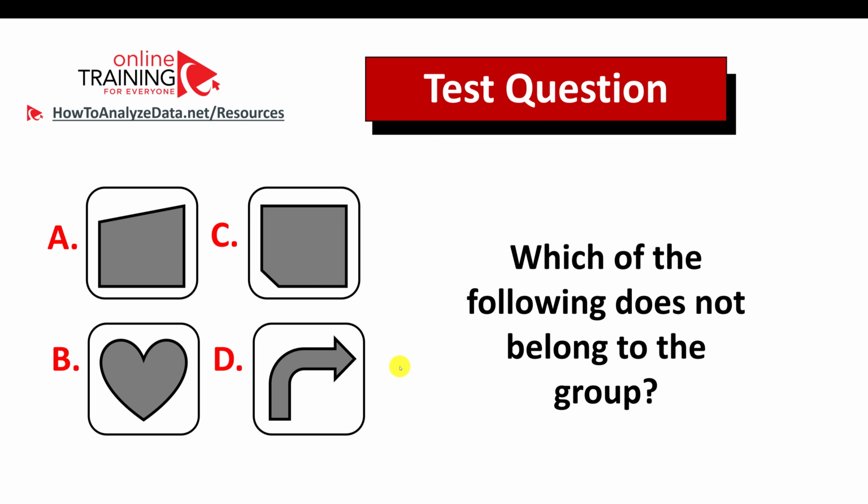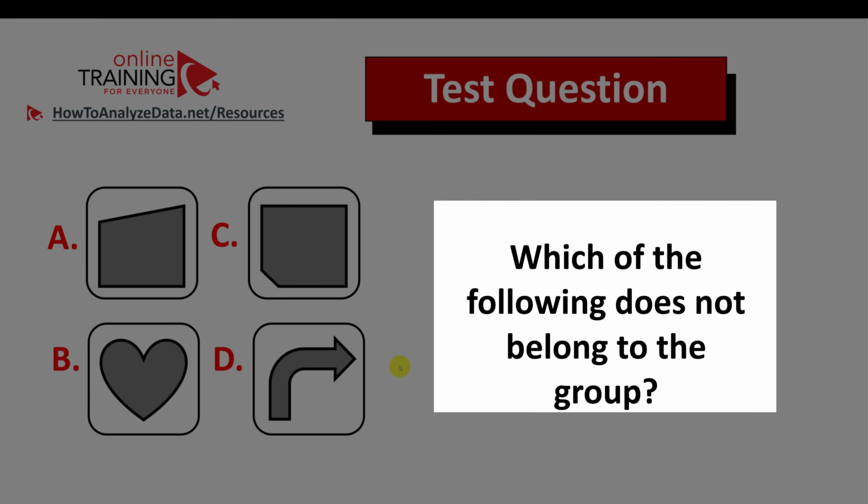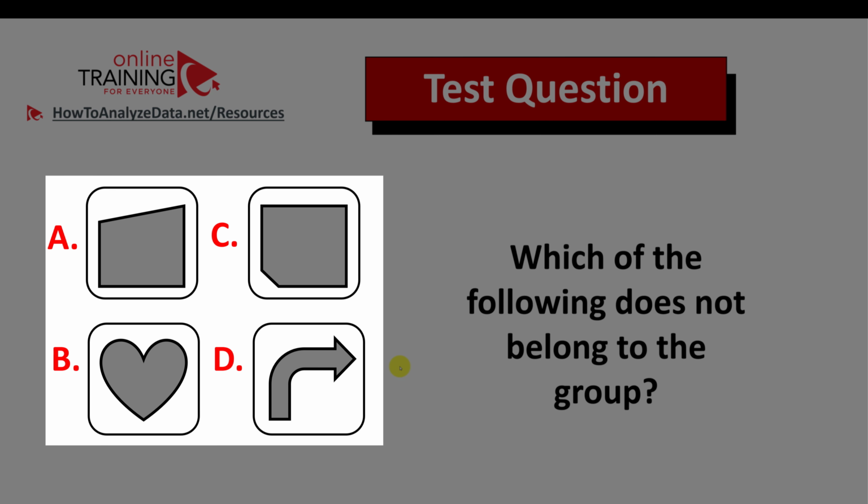Here's the tricky question we frequently see on the test. Which of the following does not belong to the group? And you're presented with 4 different shapes, which represent 4 different choices: A, B, C, and D. Do you see the answer? Please take a look carefully.